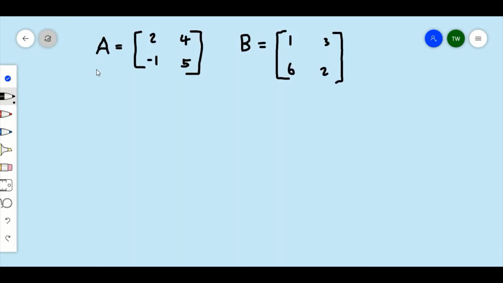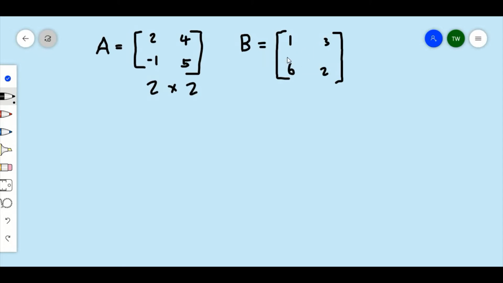So here we have matrix A, which is defined as 2, 4, -1, 5, and matrix B is defined by 1, 3, 6, and 2. Now, clearly we can see that matrix A has 2 rows, right? So 2, 4 would be row 1, and -1, 5 would be row 2. So this is an example of a 2 by 2 matrix. It has 2 rows and 2 columns.